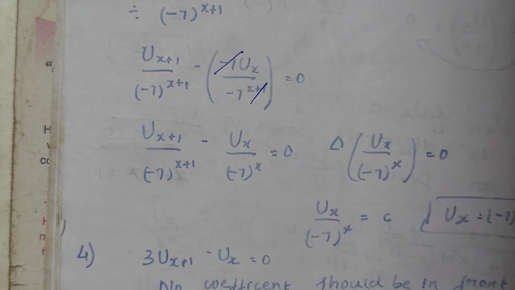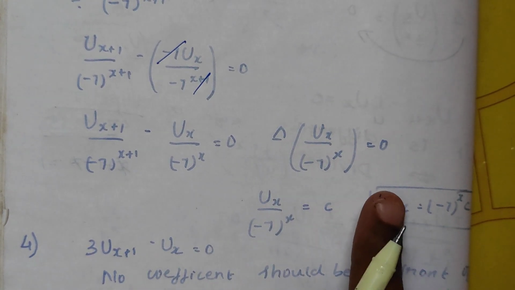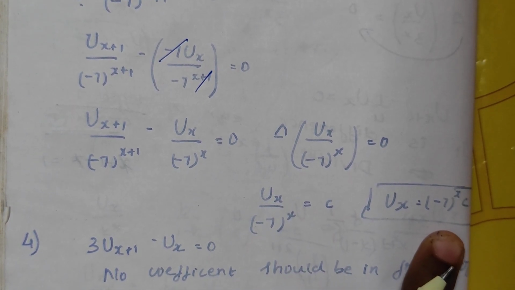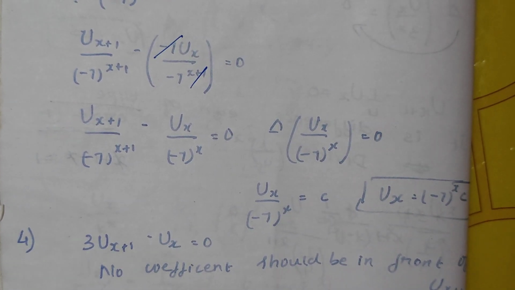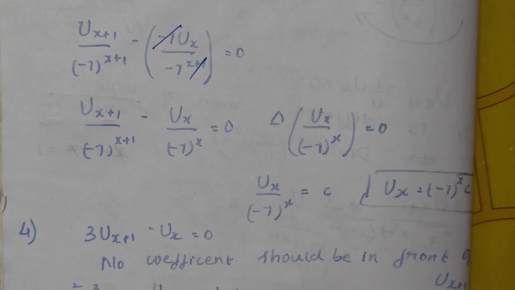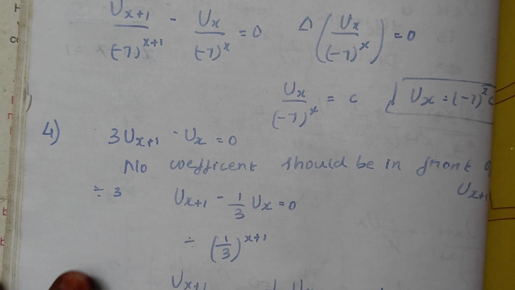Then when you bring this delta to this side, it will become delta inverse, and delta inverse will become a constant, and this minus 7 to the whole power of x will go to that side. So u_x is equal to c into minus 7 to the whole power of x will come. Then we are going to see one more problem.